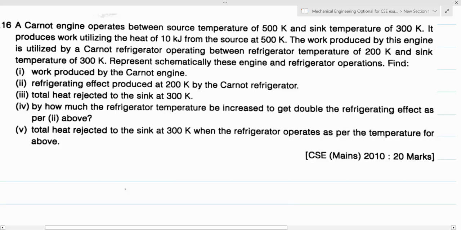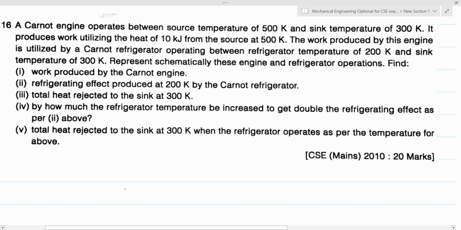Hello guys, so this is question number 16 of Civil Services Mains examination that appeared in the year 2010 and it was for 20 marks. So let us read the question. A Carnot engine operates between source temperature of 500 Kelvin and sink temperature of 300 Kelvin. It produces work utilizing the heat of 10 kJ from the source at 500 Kelvin.